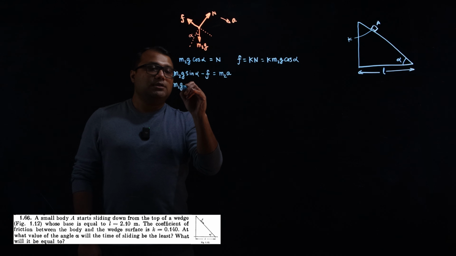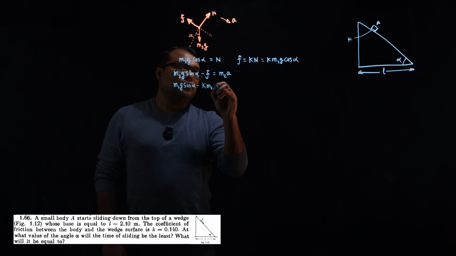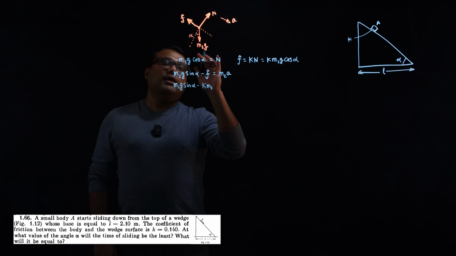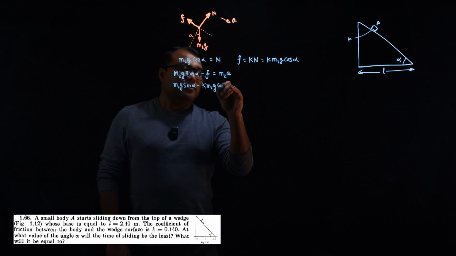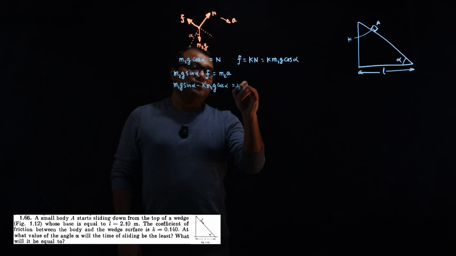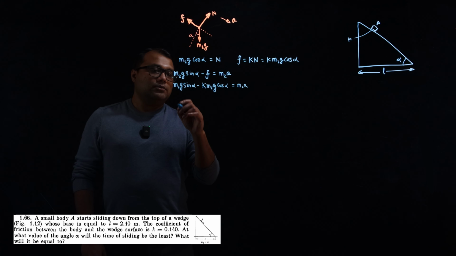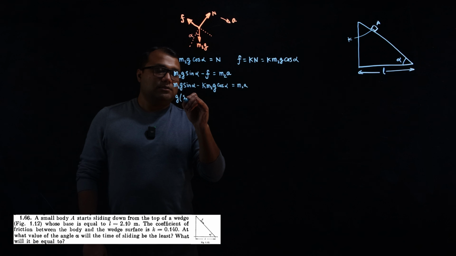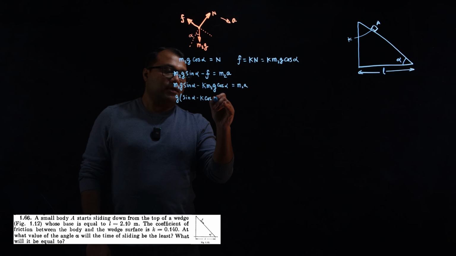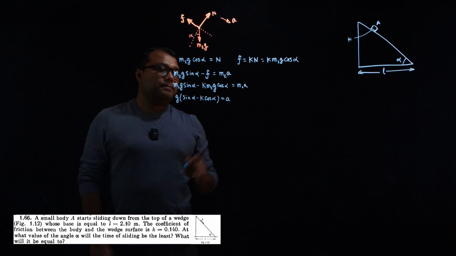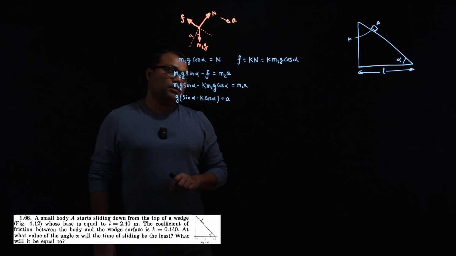So mg sin alpha minus k m g cos alpha is equal to m a. So all the masses we can cancel out. So this becomes g times sin alpha minus k cos alpha equals a. Now we can see the value of a is a constant, because everything here is a constant.